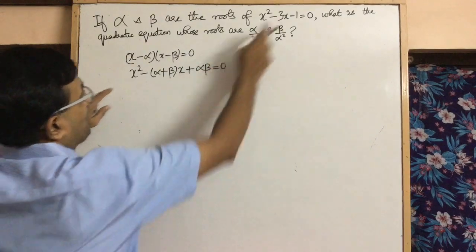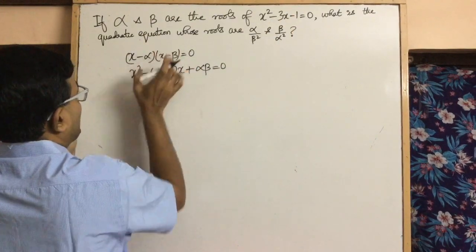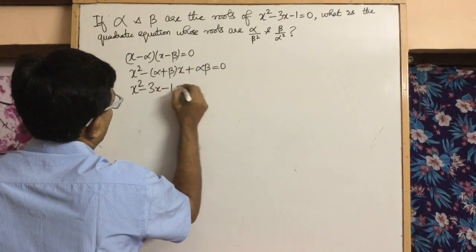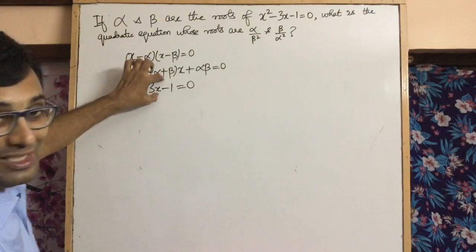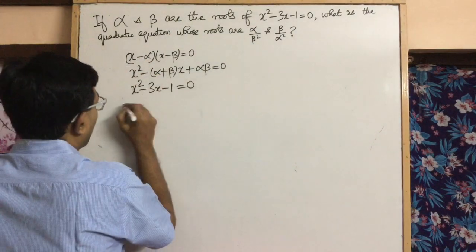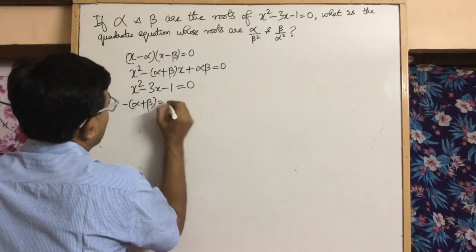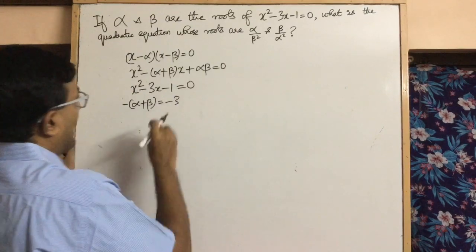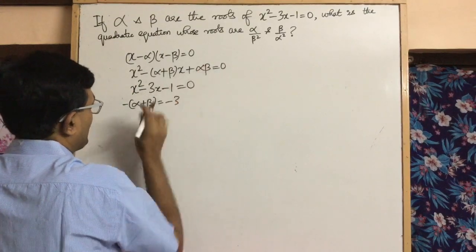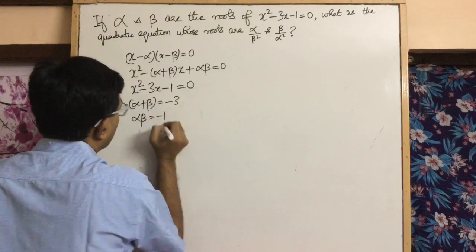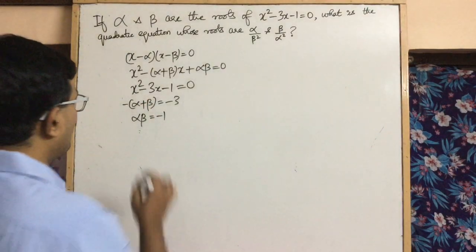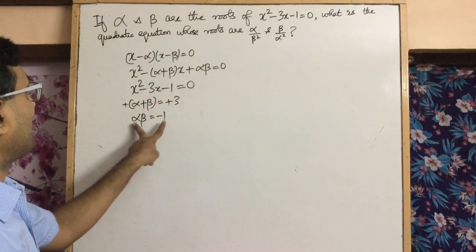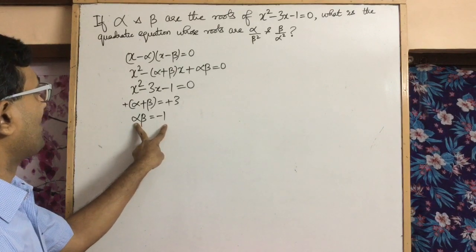Now, because alpha and beta are the roots of this equation, x squared minus 3x minus 1 is equal to 0, if we compare these two, it's pretty clear that minus of alpha plus beta is equal to minus 3 and plus alpha beta is equal to minus 1. This is something that we know. Or in other words, alpha plus beta is 3 and alpha times beta is minus 1.